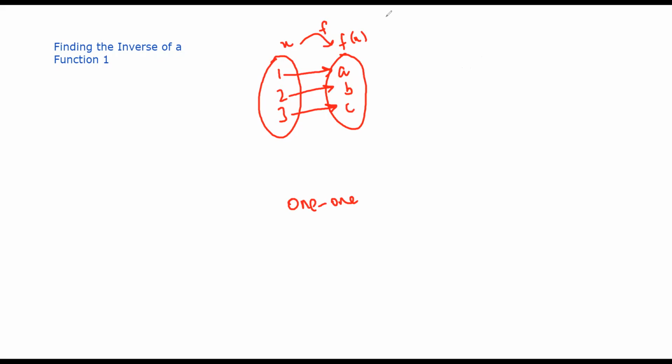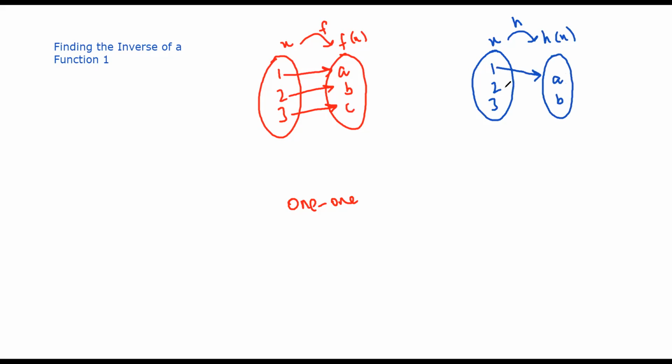There is another example of a defined function, that is, this is x and this is h, which maps onto h of x. And suppose you have 1, 2, 3. You can have more than 3 members, I'm just taking examples from here. Okay, this is a, this is b. So 1 is mapped onto a, 2 is also mapped onto a, and 3 is mapped onto b. So this is a many to one function. Both of them are defined functions.